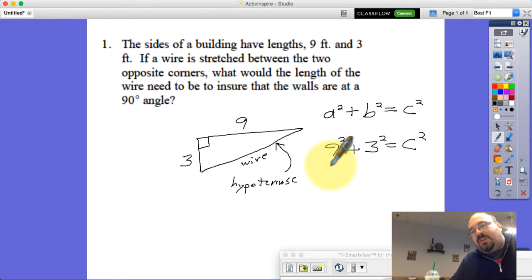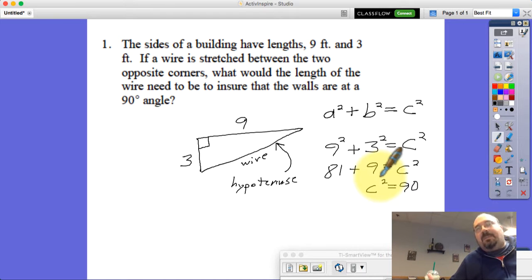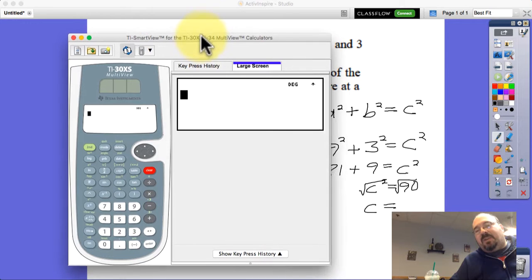So 9 squared is 81. It's 9 times 9. 3 squared is 9. And then I add them together and I get c squared is going to equal 90. Okay? So then if c squared equals 90, the opposite of squaring is to square root. So I'm going to do that to both sides, and I will get c equal to something. So at this point, I'm going to use my calculator.